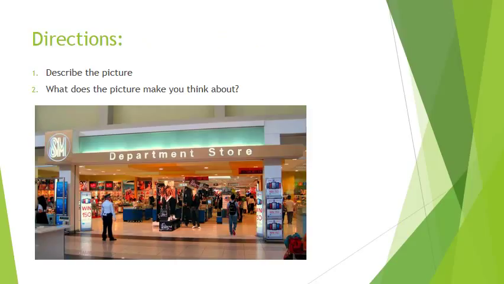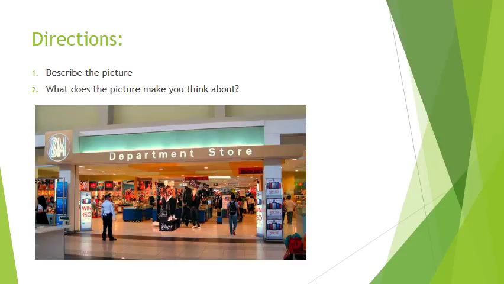So let me show you how this works. This activity has two parts. Part one is to describe the picture, and part two is to think about what the picture does for us. So to describe the picture, you can simply say something like, this is a department store, and in front of it I see a security officer. Inside I can see shoppers, and there are also many things that a shopper can buy. That would be an example of the description.